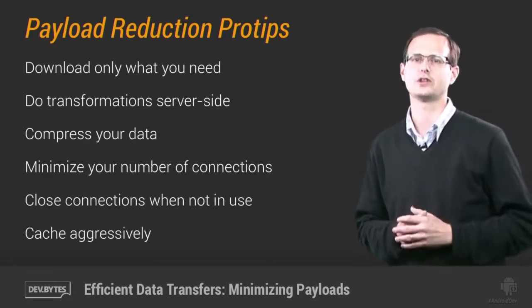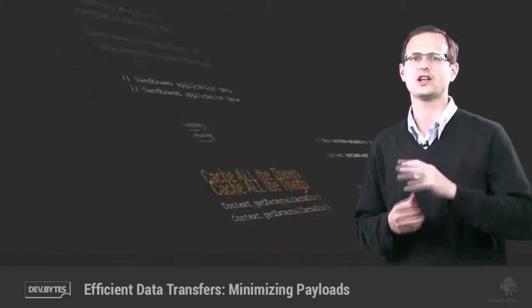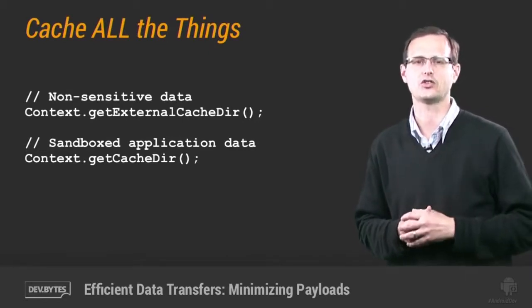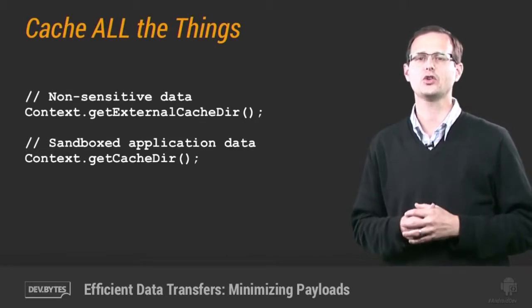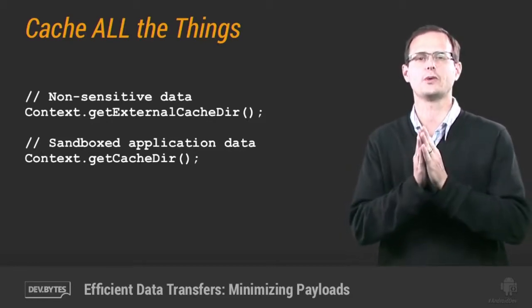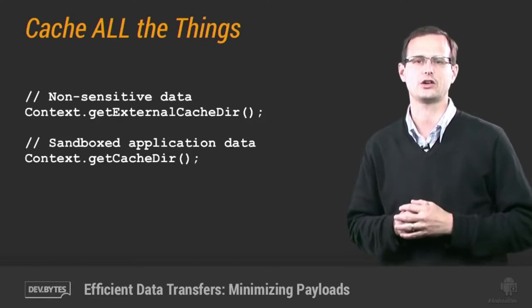Finally, cache aggressively. You can maintain a cache in shared storage within the external cache directory, or manage a smaller cache in your application sandbox. Anything stored in the external cache can be deleted by the system if it's running low on space, whereas you're responsible for managing the data stored in your application cache.